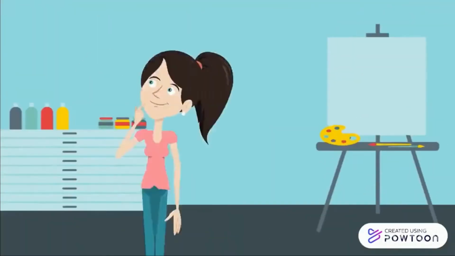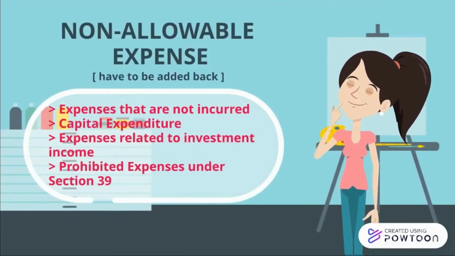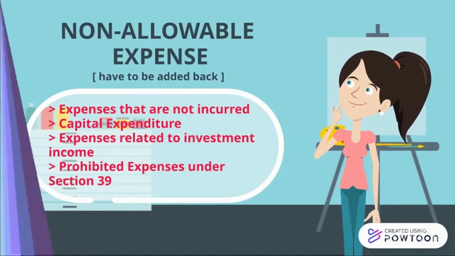What are non-allowable expenses? Non-allowable expenses are the expenses that need to be added back to the net profit before tax. The expenses can be divided into 4 different groups: expenses that are not incurred, capital expenses, expenses related to investment income, and the prohibited expenses under Section 39.